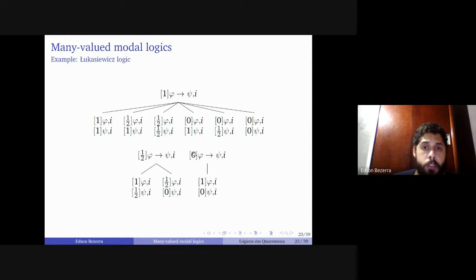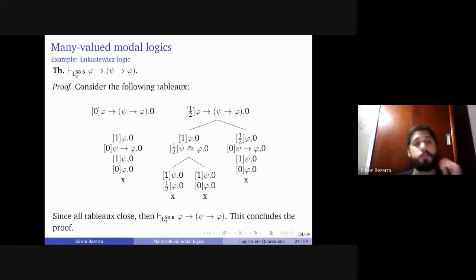Okay, so as an example of how to prove in this system, consider the following formula here. We have two tableaux for this formula, and both close. So since both close, this formula is in fact a theorem of the system.